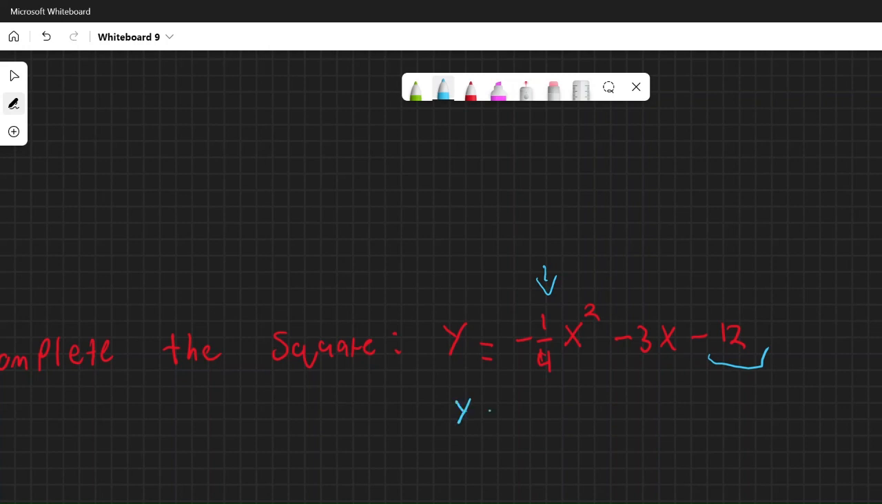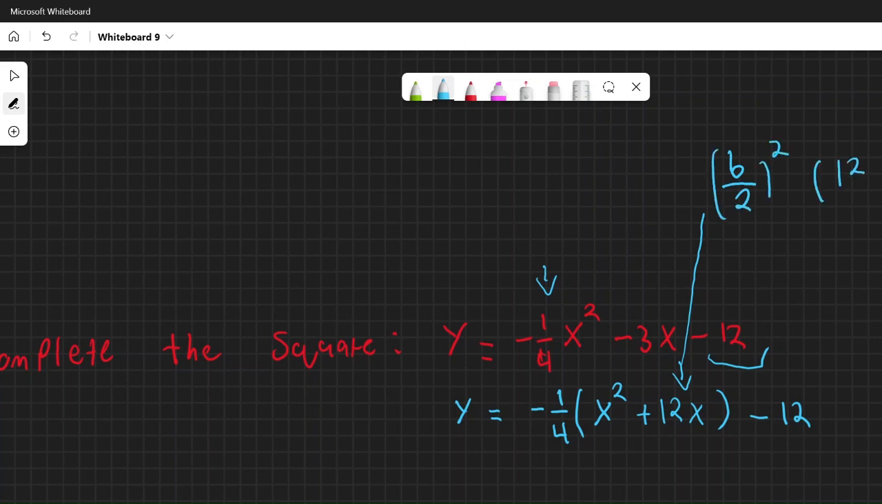So what we do, we'd have y equals negative 1 over 4 x squared. Then since we're factoring out negative 1 over 4, we'd have to divide by negative 1 over 4. So that would give us plus 12x. And then we'll have our negative 12 outside of the bracket. And then what we do is we get our x term and we divide it, so that's our b over 2, and we square it. So 12 divided by 2 squared, that would give us 36.